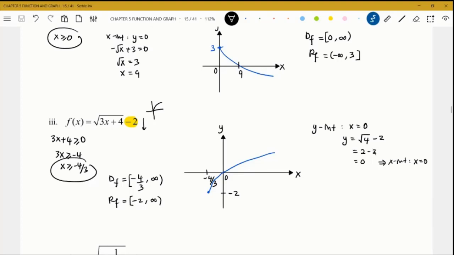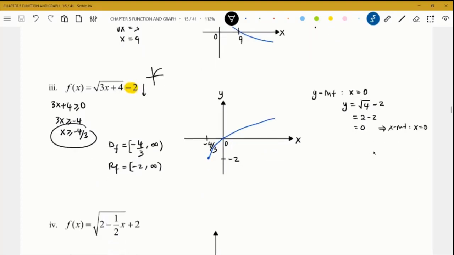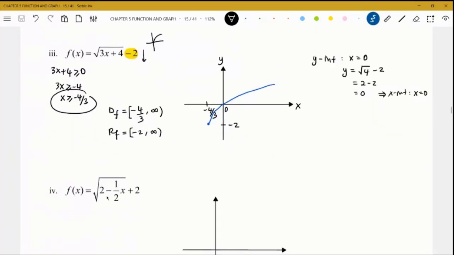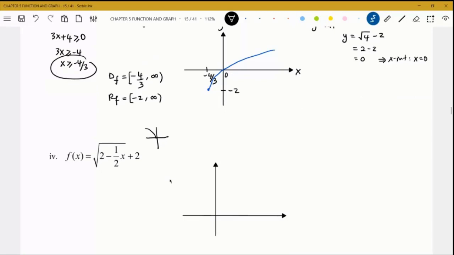Okay, last one we have it. Square root 2 minus 1 over 2x plus 2. Okay, so kita tengok dia adalah positif di luar square root. Bermaksud dia mesti pada kuadran 2 ataupun kuadran 1. Negatif x bermaksud jatuh pada kuadran kedua. So yang inilah. Okay. So we gonna have to find your domain first.